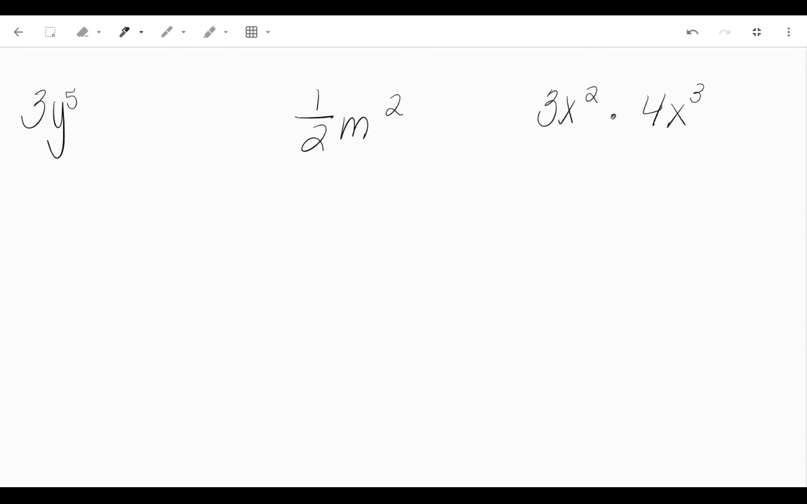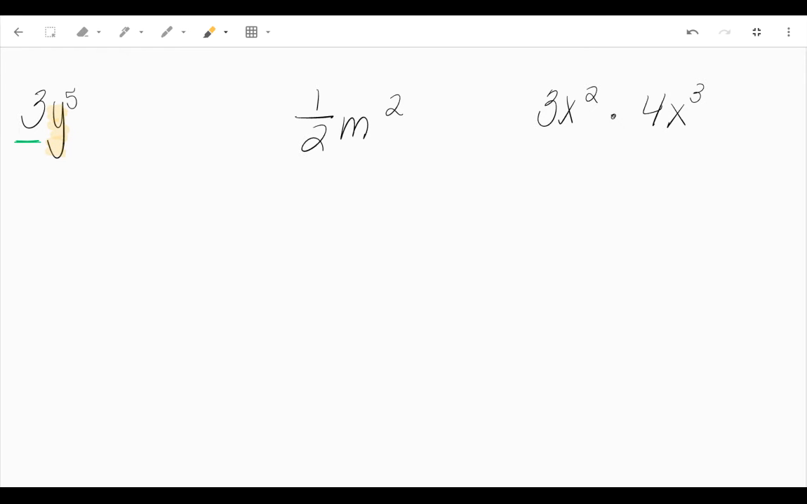We're going to take a look at these 3 problems and we're going to just expand them out. So let's get started with the first one. The first one, I want you to notice that I have a 3 here. The 3 is my coefficient. That's a vocab word that we should be familiar with by now. And then I have my variable, y, and that's raised to the 5th.